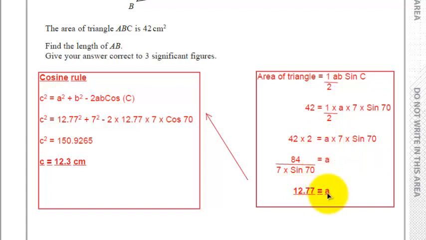12.77. I can then take that value of a and put it into the cosine rule. Be very careful when I'm using my calculator, because that's a silly place to drop a mark. Show all your workings. You should end up with c squared is just over 150. Obviously you take the square root to get c. Round to 3 significant figures because that will be a mark as well, and the answer is 12.3.